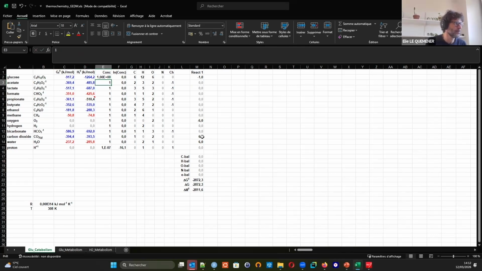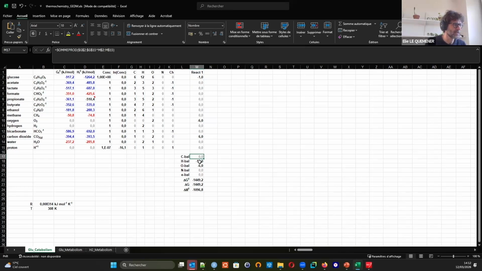And if you don't know, for example, here I know that from 1 mole of glucose I need 6 moles of oxygen, and I will produce 6 moles of CO2 because we have 6 carbons in 1 glucose, so this is pretty obvious. But then maybe I don't know how much water is produced. You see that this line, C balance, H balance, O balance, N balance, E balance, gives a global balance of the reaction.